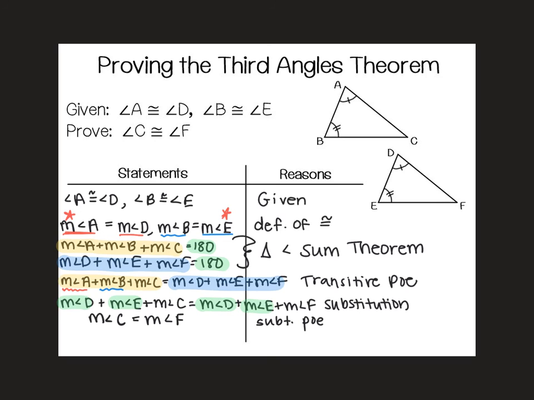And now we are really close to finishing this proof. These almost match. The only difference is I'm currently in equality and I want to be in congruence. Remember, it's really easy to switch back and forth between the two because they really mean the same thing. So if the measure of angle C equals the measure of angle F, then C is congruent to F because that's the definition of congruence. And now we have proved the third angle theorem.